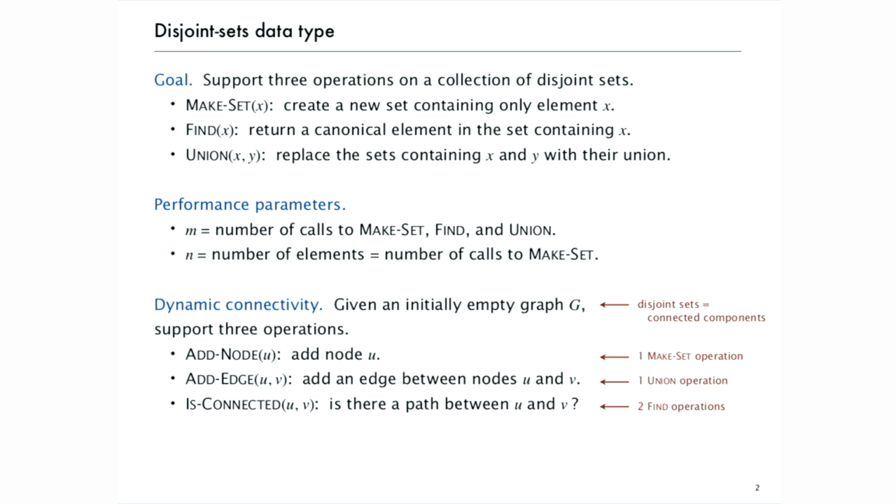Now where is it used? For example, dynamic connectivity, right? You're given initially an empty graph G, and I would like to say, okay, add node, add node, add edge UV. It means now you have to look at U and V and add this edge. Add node is like a make set operation, right? And add edge UV adds an edge between nodes U and V. Is connected UV asks whether there is a path between U and V. This will take two find operations.